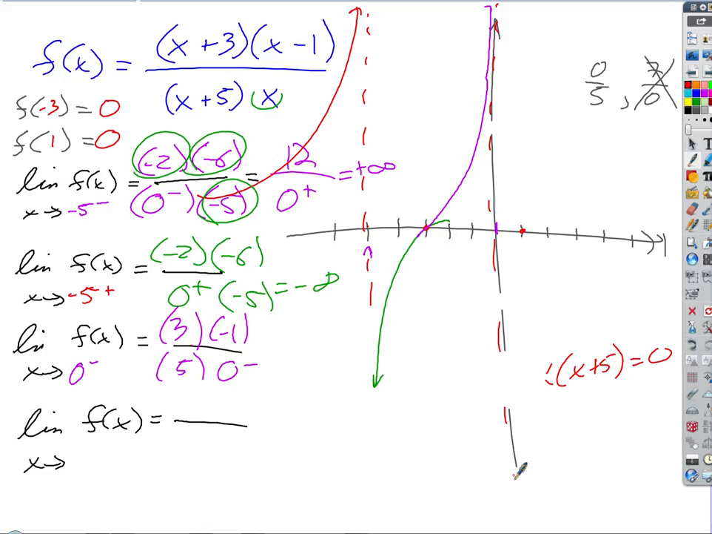Okay? So I got one more left to do, and that's, we got to know what happens as the ant walks backwards towards 0 from the right. What's he going to do? So as x approaches 0 plus, I'm going to get 3 times -1 times 5 times 0 plus. So now this time I do have only one negative factor, odd number. And so the function's going to go, did I do that right? Better check me. Good, good. Okay, all right. So on this side, it's going to go down, right?